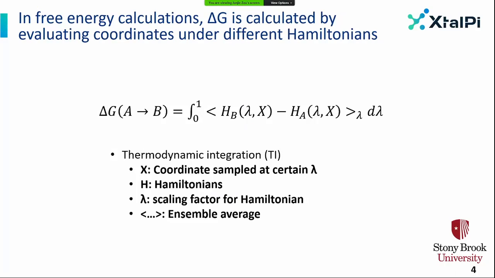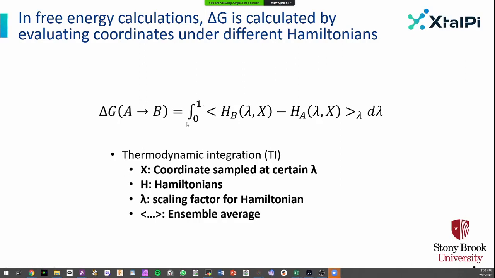Before we continue, I will introduce some theoretical background of free energy calculation. I'm using thermodynamic integration as an example here. What we are trying to calculate in the thermodynamic integration is the right side of this equation. We have to evaluate the coordinates under two different Hamiltonians, one for ligand A and the other for ligand B. We calculate the potential energy, take the difference, do the ensemble average and do the integration to get the free energy change from ligand A to ligand B.